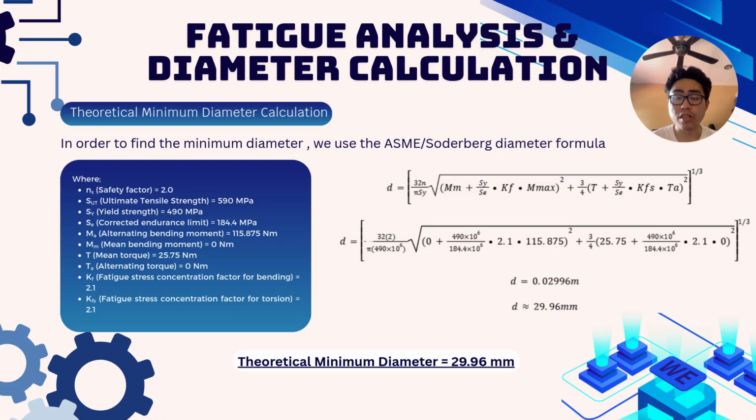For the calculations, we utilize the ASME design equation, incorporating the Soderberg fatigue criterion. We use a design safety factor of 2.0 and accounted for the stress concentrations from the gear hatch keyway with a factor of 2.1. By plugging in our torque of 25.75 Newton meter and our bending moment, the math resulted in a theoretical minimum diameter of 29.96 millimeter.